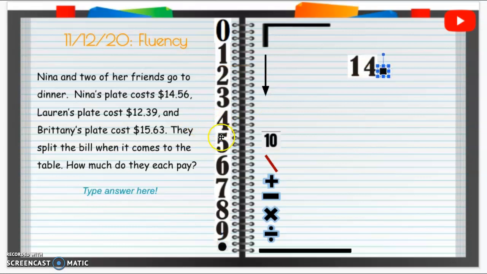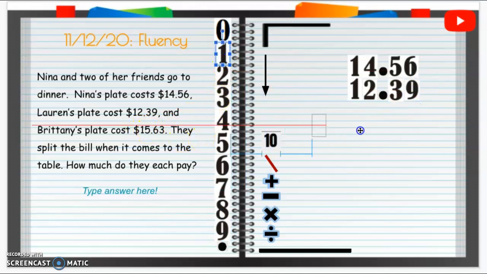$14.56. $12.39. You're probably saying, why don't they just pay themselves? Because they just didn't, okay? Maybe they do this all the time. $12.39. And then Brittany's was $15.63.